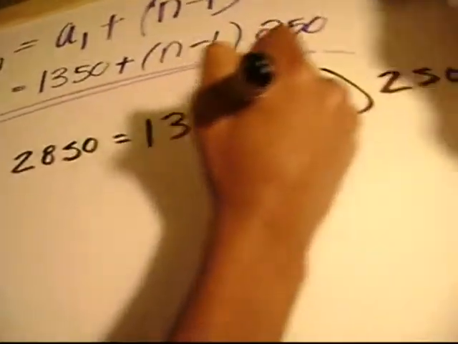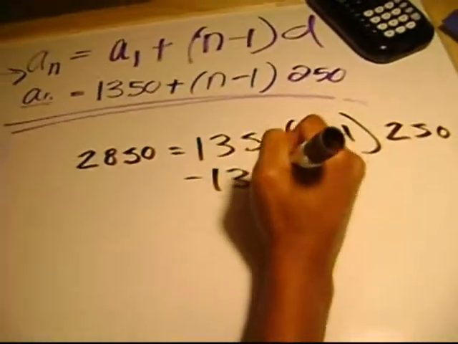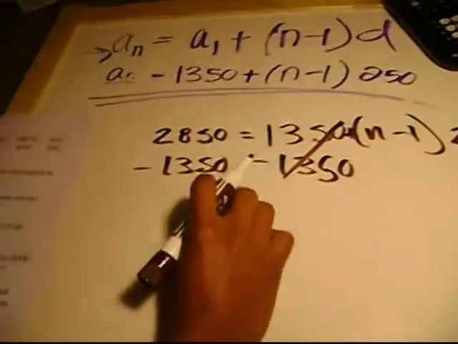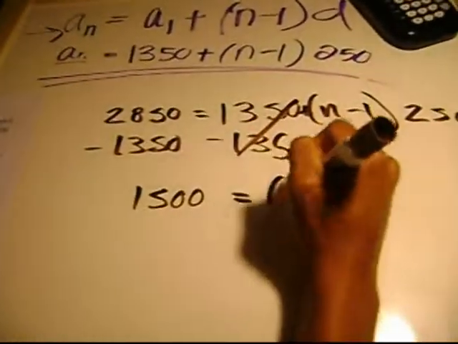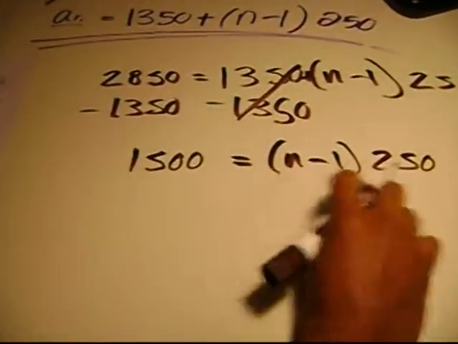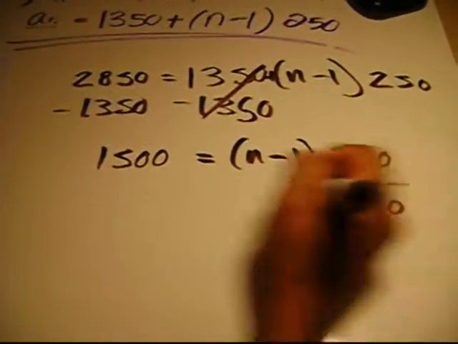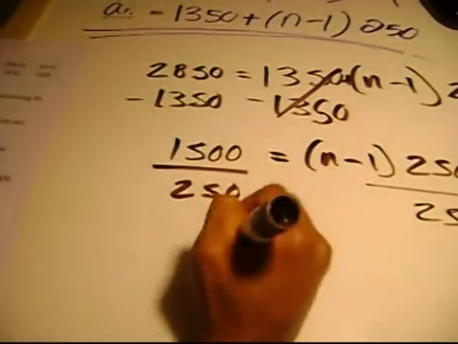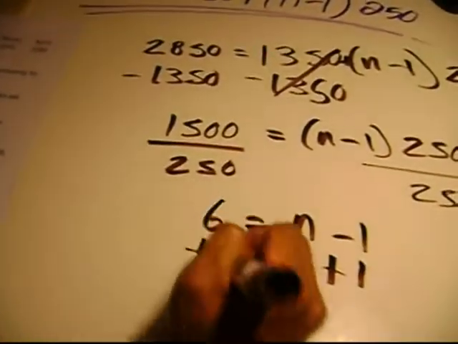First, you would subtract 1,350 from both sides. This cancels out. This is 1,500 equals N minus 1 times 250. Now it's saying that you multiply by 250, so you divide 250 by both sides. You get 6 equals N minus 1. Now you just add 1 to both sides.